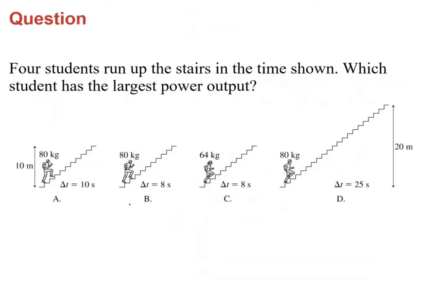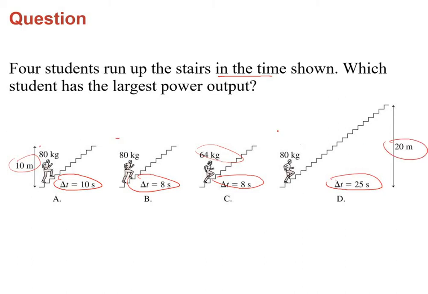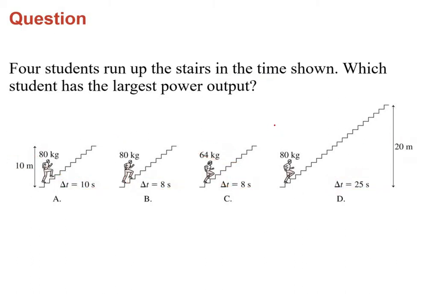Okay, let's look at a question. You have 4 different situations over here: 4 students running up the stairs in the time that is shown. The student takes 10 seconds, 8 seconds, 8 seconds, and 25 seconds. These 3 students have the same mass, but this student has a different mass. You have to find the power output in each case. The height for these students is given, 10 meters, and this is 20 meters. So pause the video and think about it.